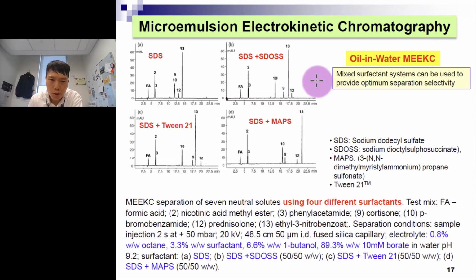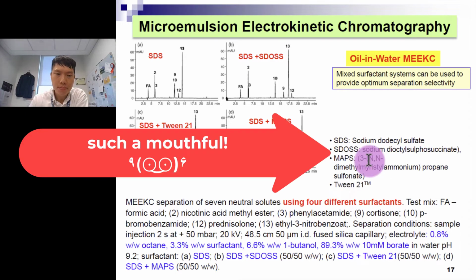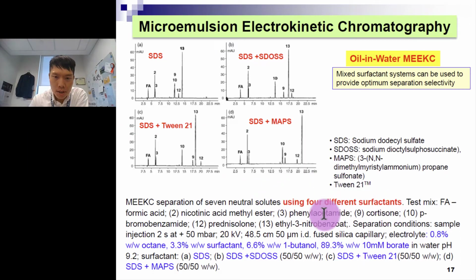Another example, which is the use of SDS and then other additives. So we have got your SDOSS, sodium dioctyl-sulfosuccinate, MAPS, and Tween 21, which is a trademark chemical. So with more co-surfactant, the order of the migration of the analytes is also different. Maybe FA, formic acid, is the same for the front part, but towards the end you see 9, 10, 12, 13, here it is 10, 9, 13, 12, and these are somehow rearranged.